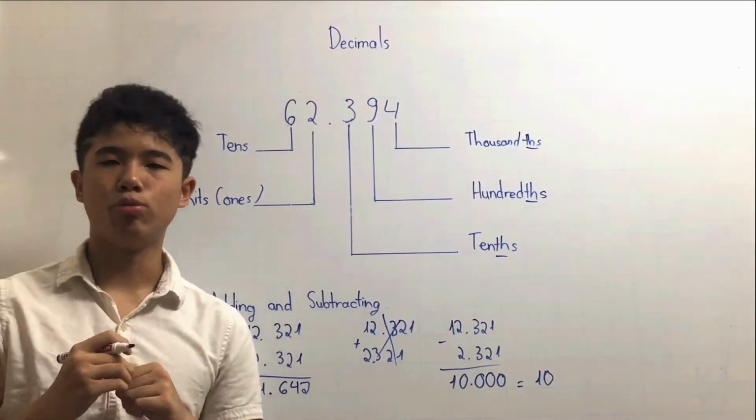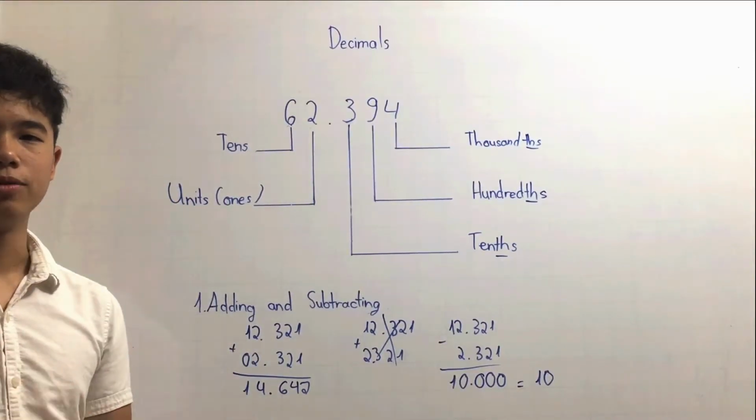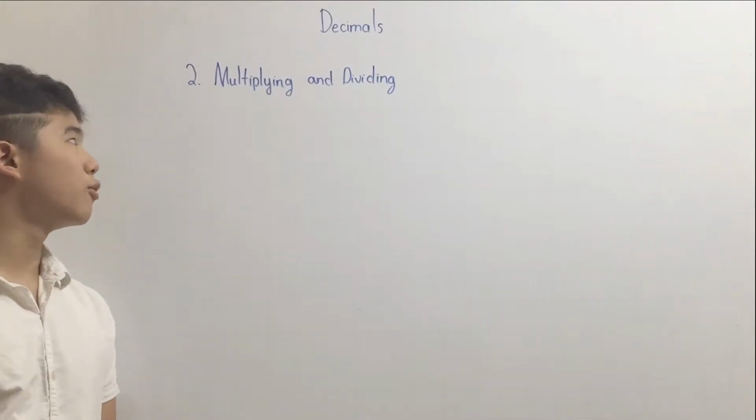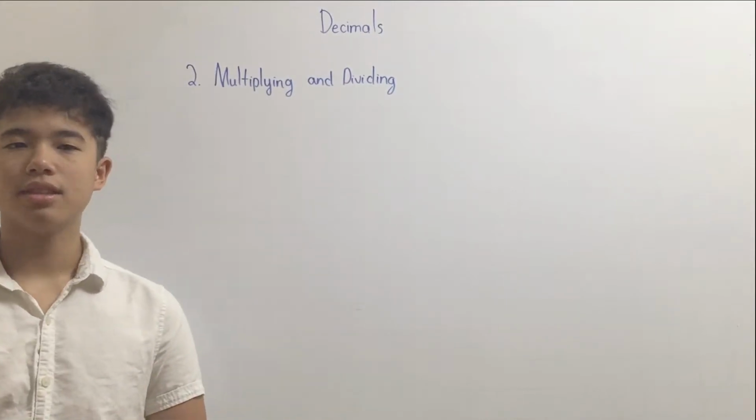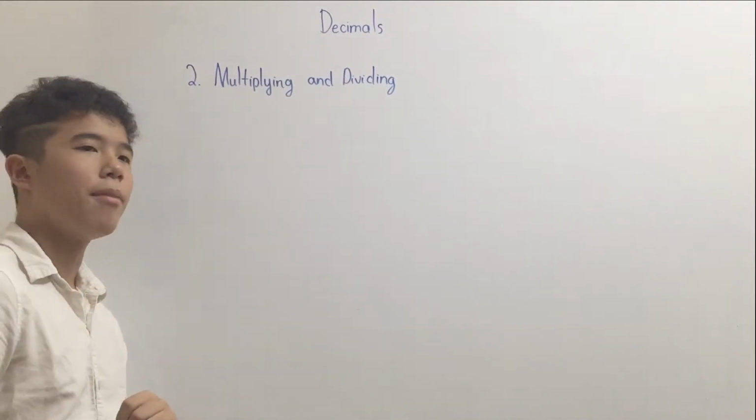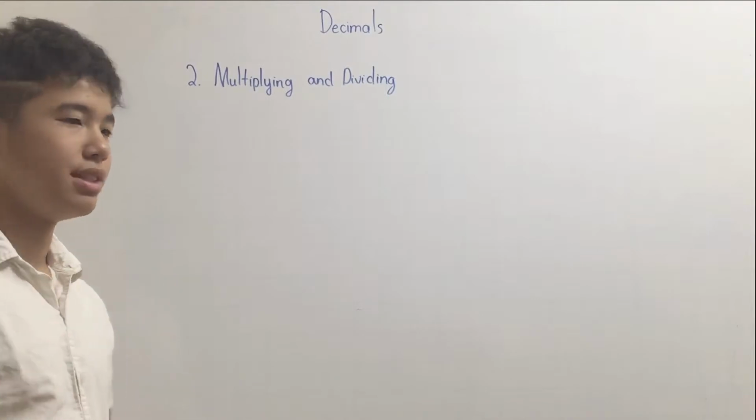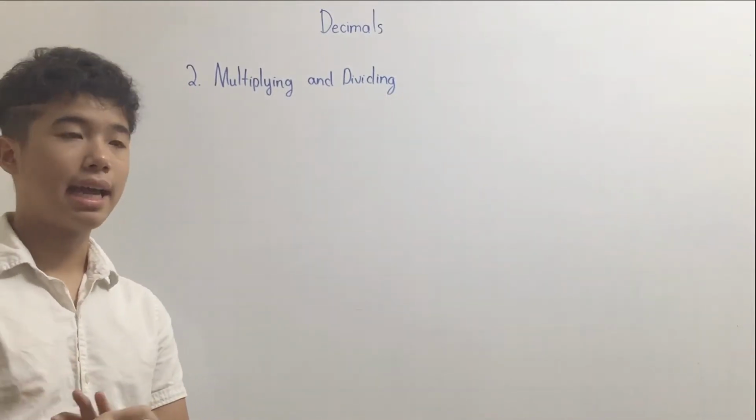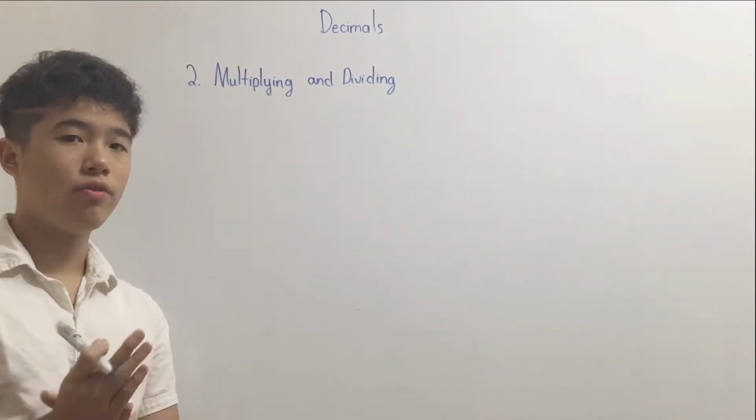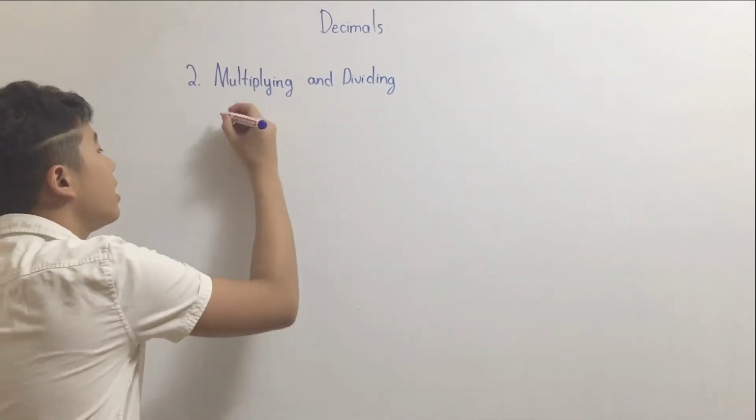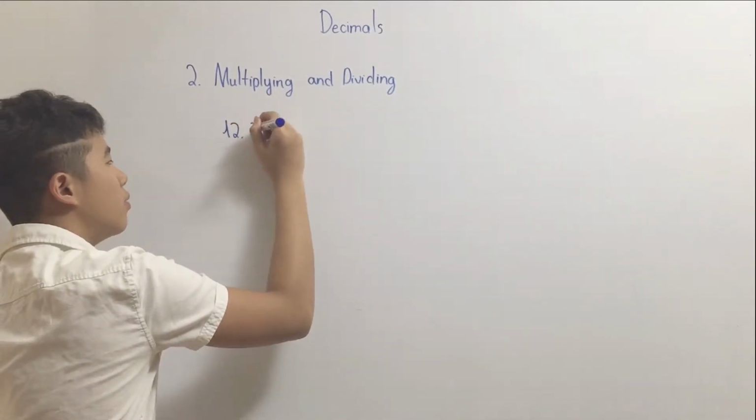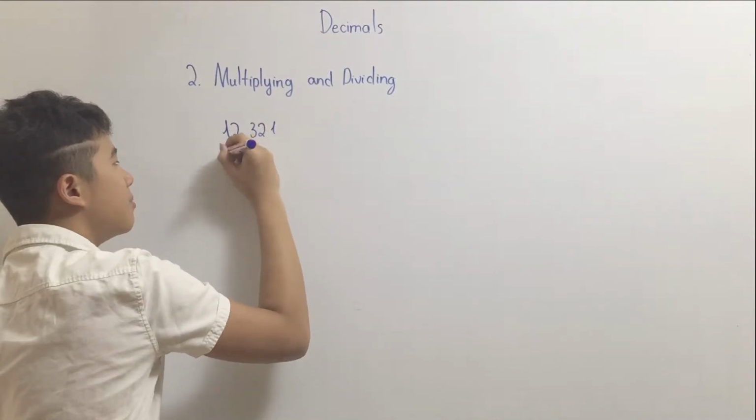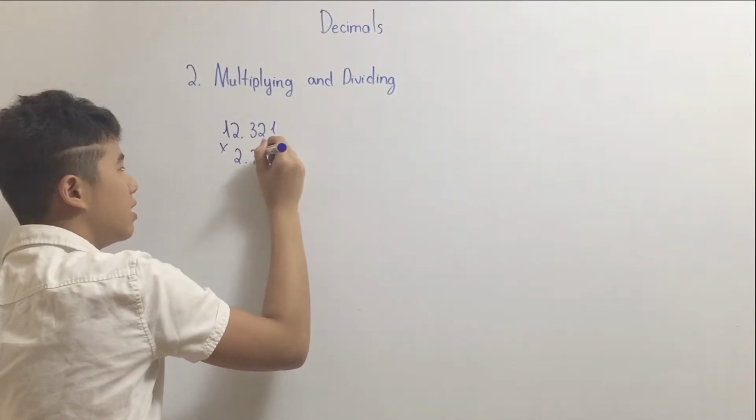Let's move on to how to multiply and divide decimals. For multiplying, just do the same as you usually do with whole numbers. Just do the same thing. For example, 12.321 times 2.321.